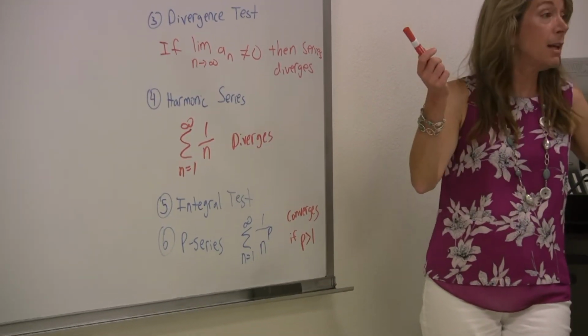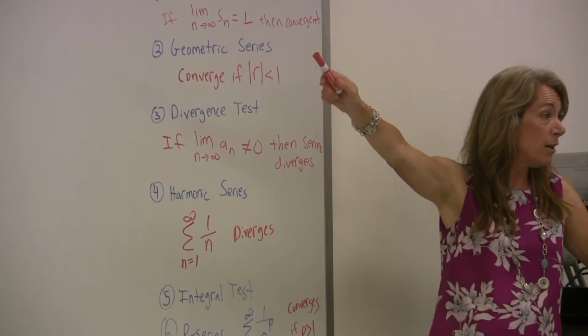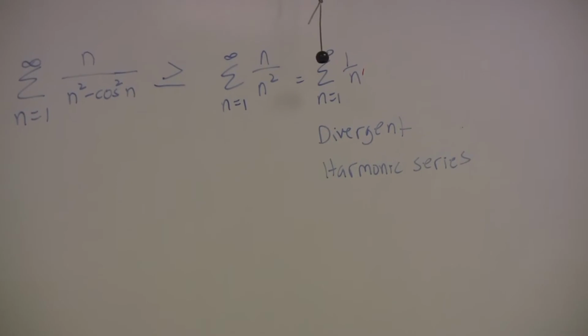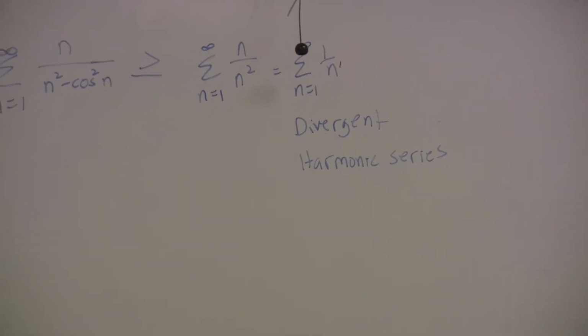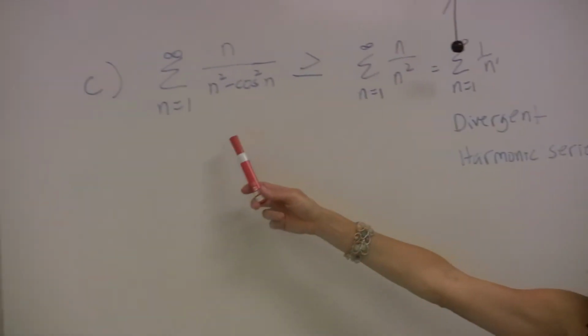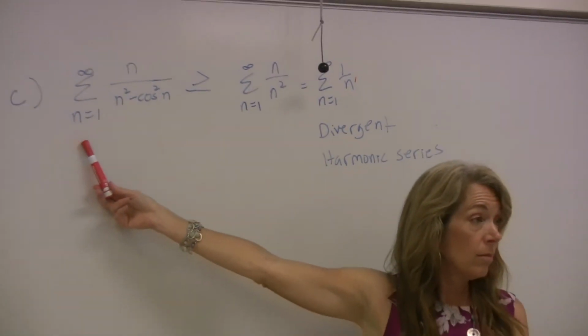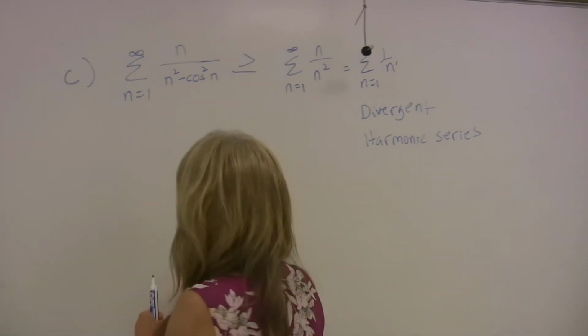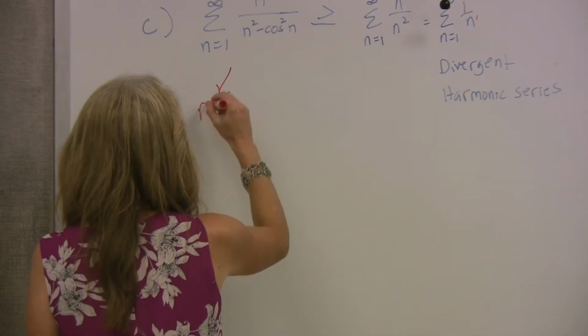So you could have said it's divergent because it's a harmonic series, or you could say it's a P series and P is not greater than 1. This one is divergent. The one we're interested in is bigger than that, which means it's also divergent. So this one is divergent by the comparison test.